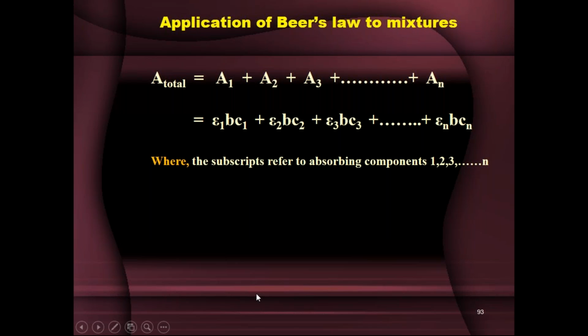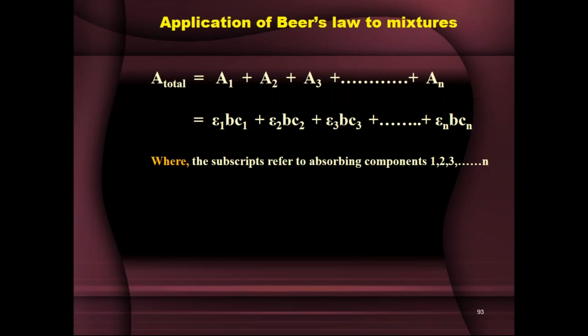So what Beer's law indicates is the absorbance of a solution is directly proportional to the concentration. Or in other words, whenever the concentration increases, the absorbance of the solution also increases. This is what Beer's law states. But this is true if the thickness or the path length is maintained constant.